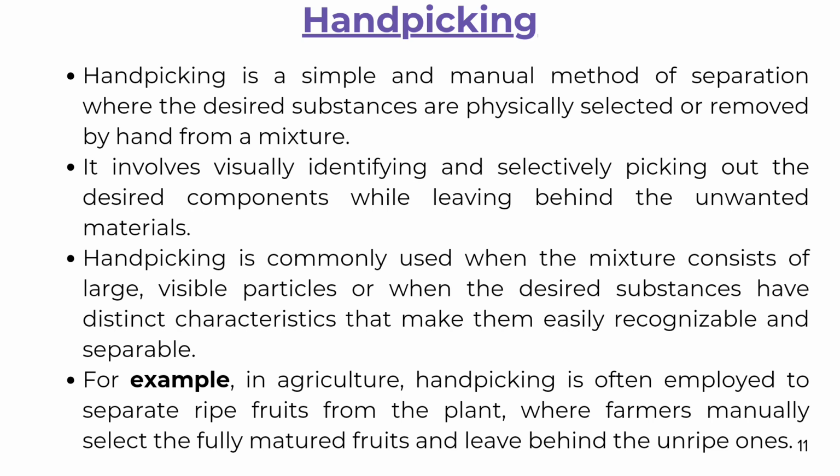For example, in agriculture, handpicking is often employed to separate ripe fruits from the plant, where farmers manually select the fully matured fruits and leave behind the unripe ones.